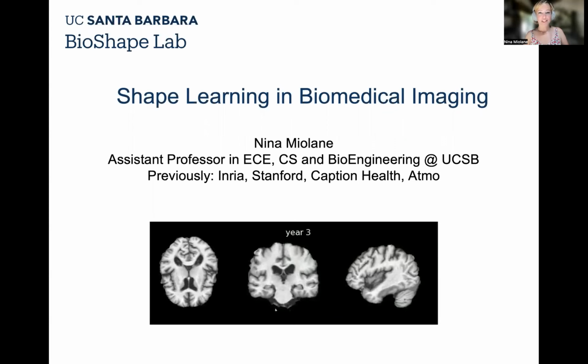I will talk about shape learning in biomedical imaging. Well, by shape learning, I mean machine learning for data that are shapes. One data point is one shape. And specifically, we will be interested in the shapes that we see in biomedical images. For example, the shapes of the brains that we can see in the images at the bottom of this slide.